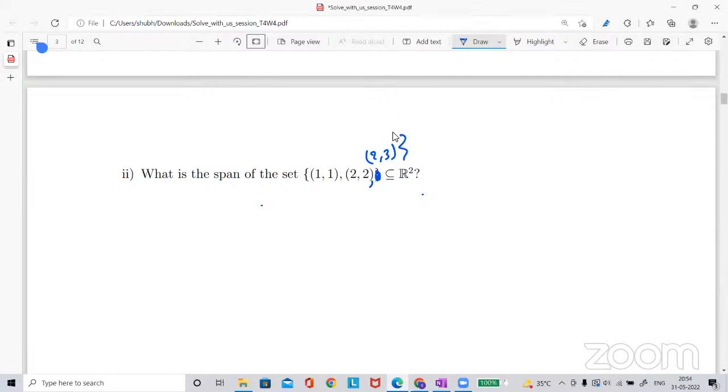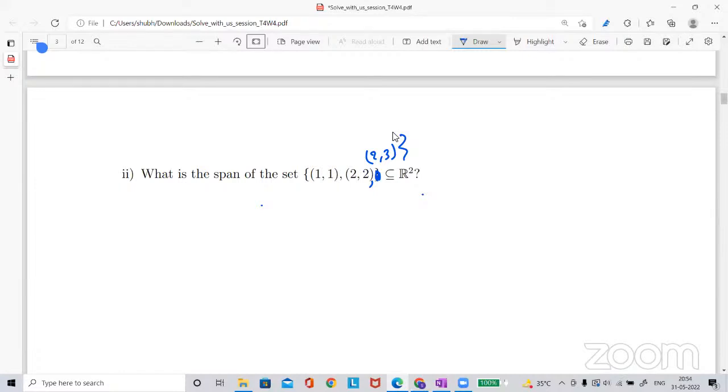Because we have to eliminate either 1, 1 or 2, 2, because these are multiples of each other. Or you can take one of them and 2, 3, and make them independent. 1, 1 and 2, 3. And the span is R2. Okay, so you are eliminating. I'm saying don't eliminate. Now my other question: without eliminating 1, 1 or 2, 2, how will you answer this?